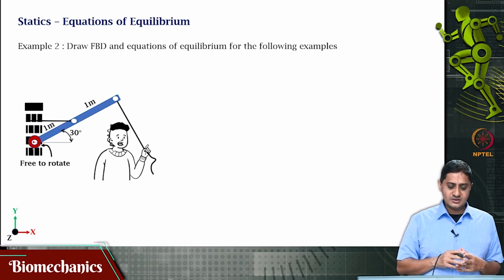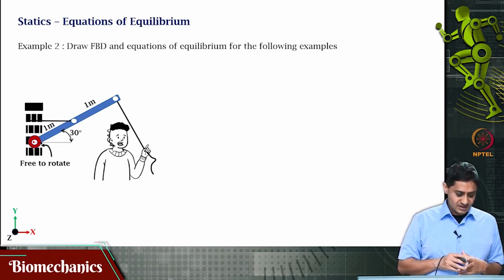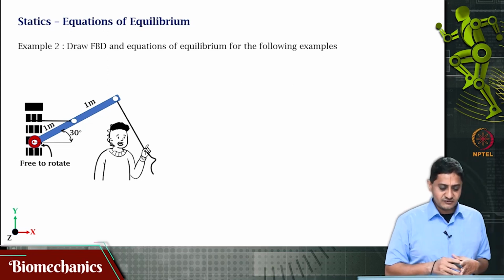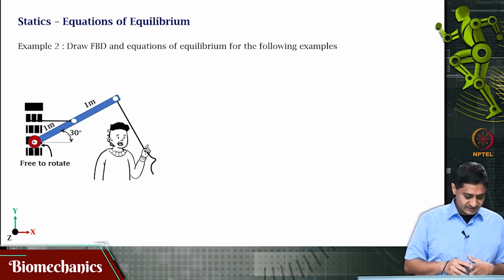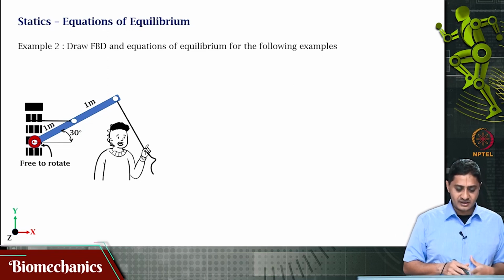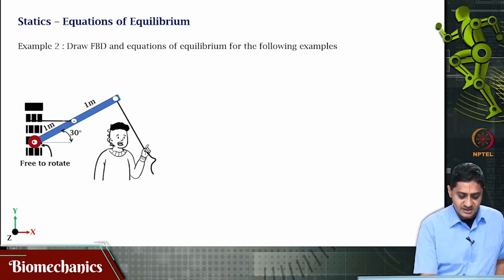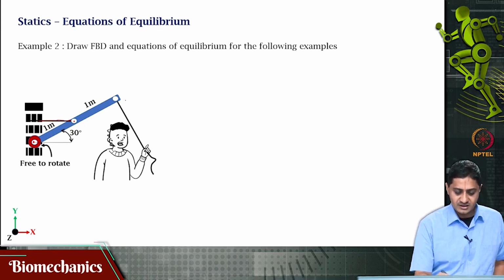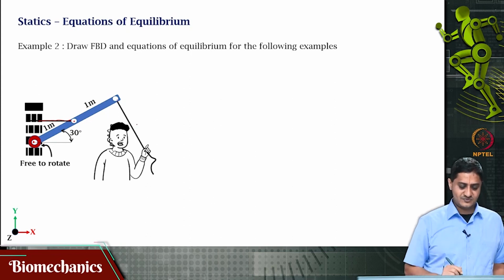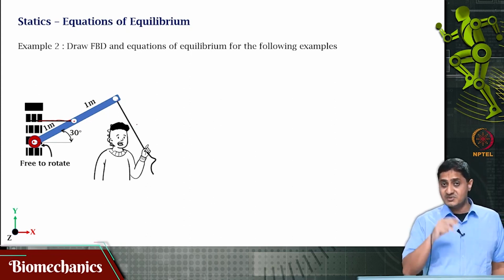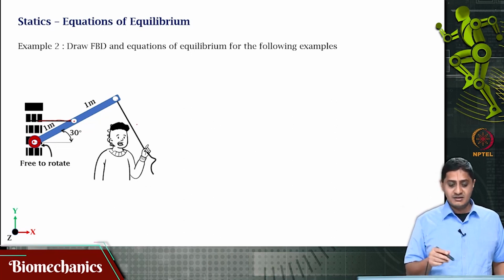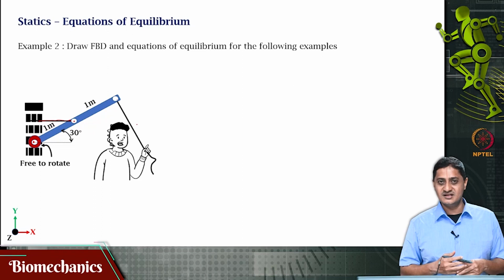Now, also there are several things. The distances are given, and it appears there are other forces acting here. For example, at this point there is a cable attaching this beam to the wall, and at this end the person is pulling. In this case this beam is free to rotate, so there will be no moment at that point. There is no restriction of rotation. Because of this reason, there will be no m at that point.